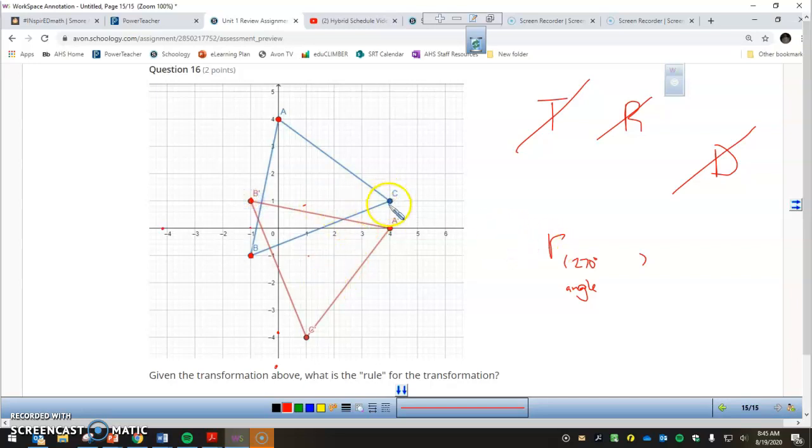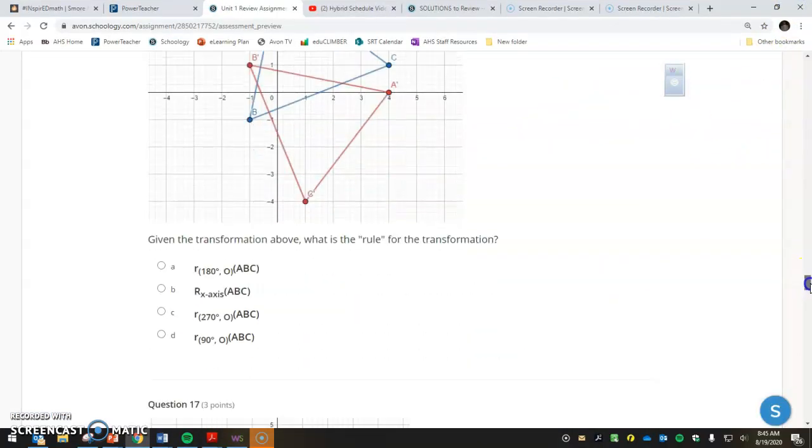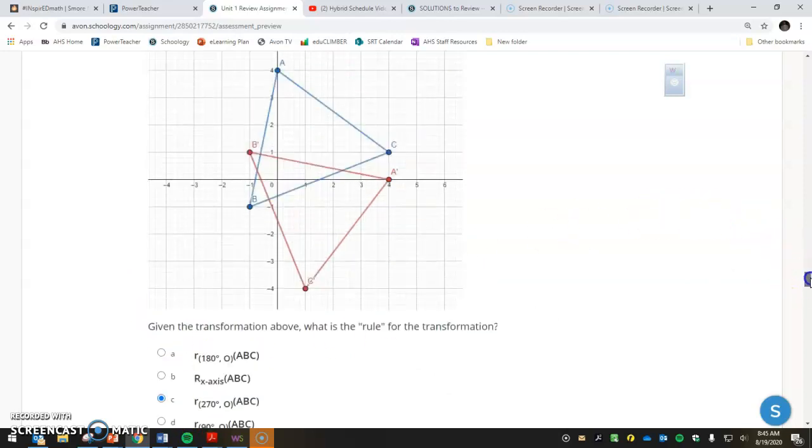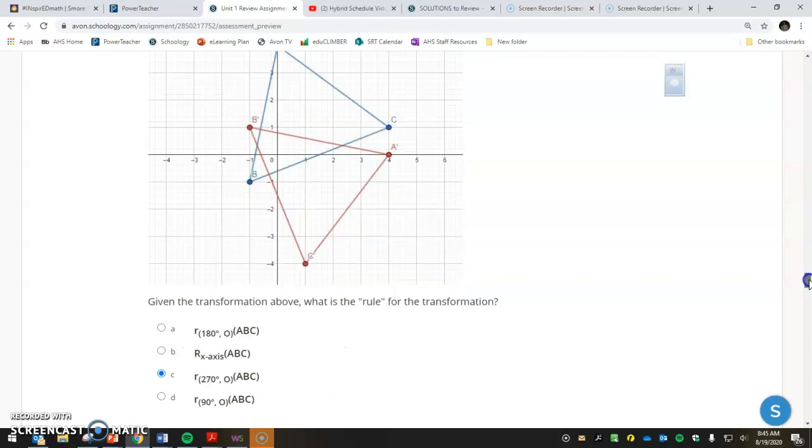And then C starts here. We got 1, 2, 3 quadrant hops, and that's C. So 270 degrees works, and we're doing it about the origin pretty much always. So my rule for this is going to be 270 degrees. If you have questions about this problem, let me know.